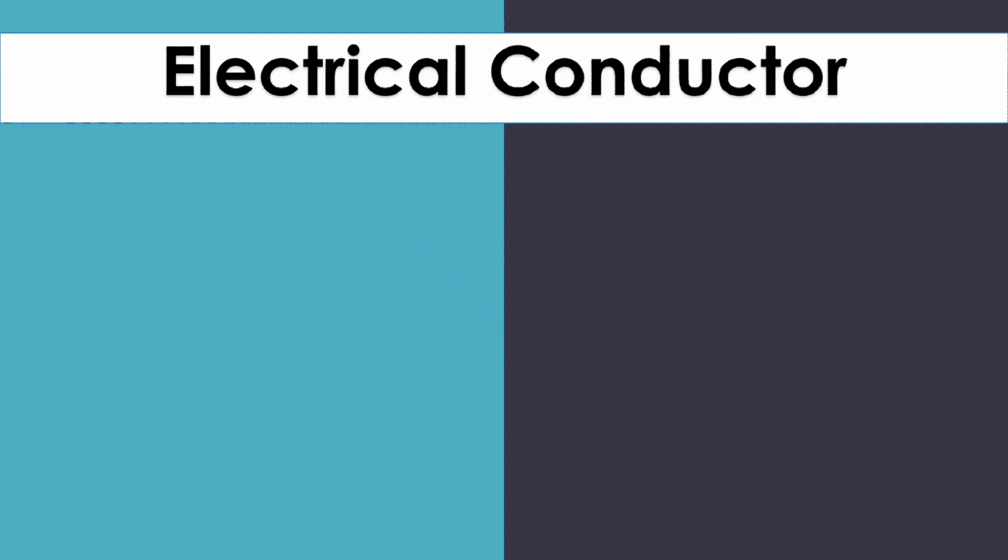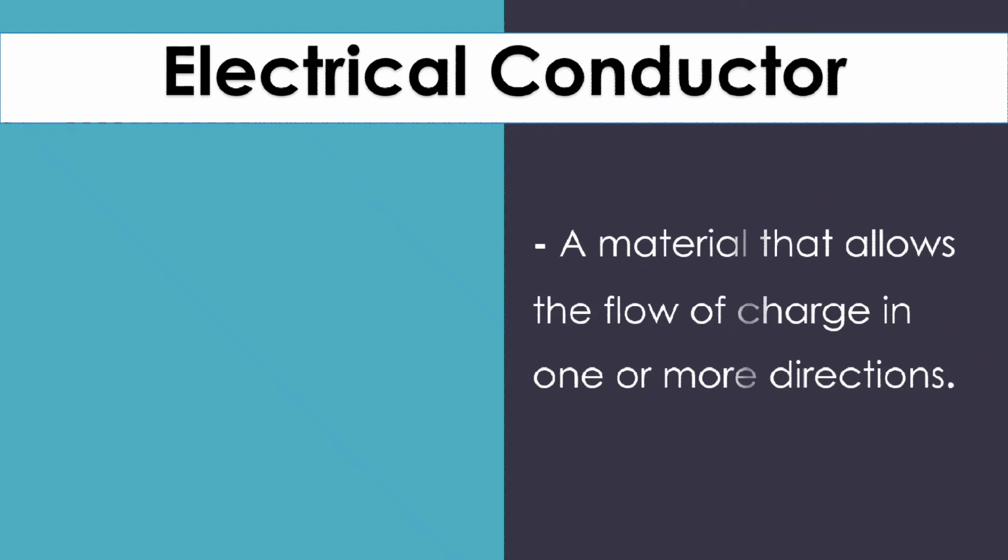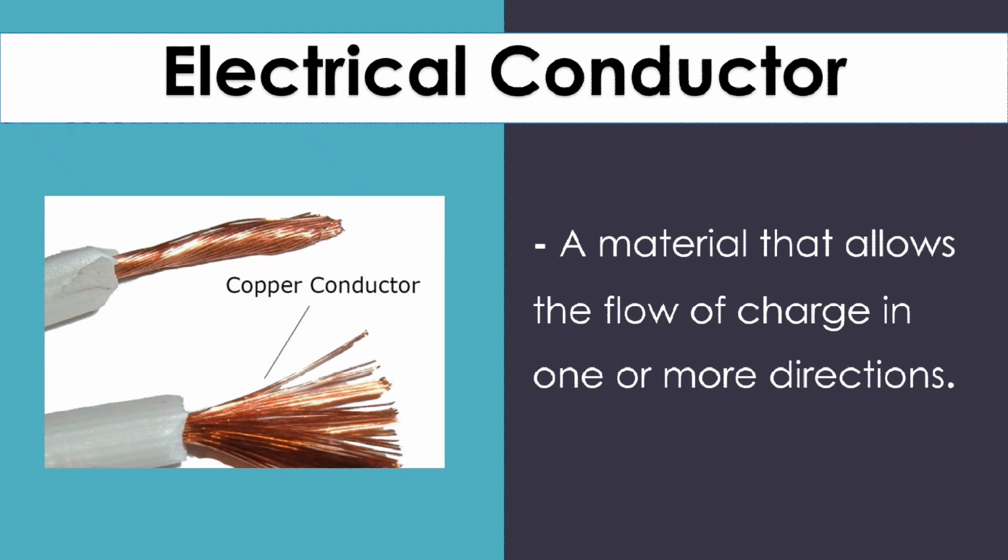We have electrical conductor. Electrical conductors are materials that allow the flow of charge in one or more directions. For example, we have the copper conductor. Copper is a very good conductor of electricity, so the electric current will pass through it, right? Some wires are made of copper because copper is a good conductor of electrical current.